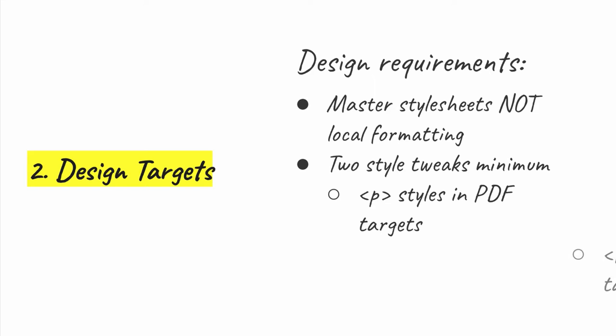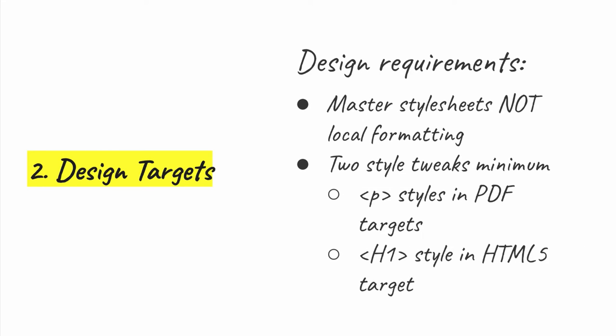Second, do something with first level heading style for the online output for the HTML5 target. In both of these cases, you want to ensure to make the change in only one target. In other words, you'll end up with different styles for level one headings in your print versus your online pubs.